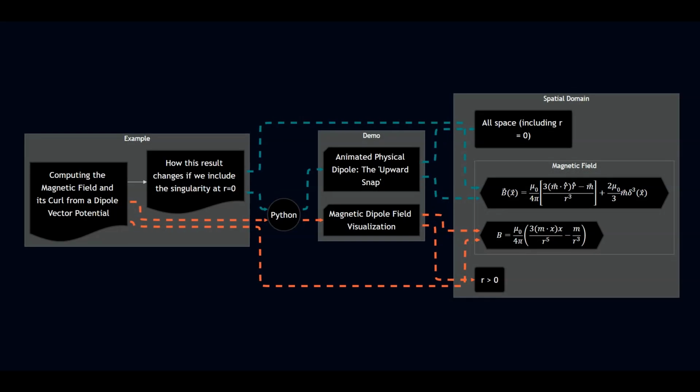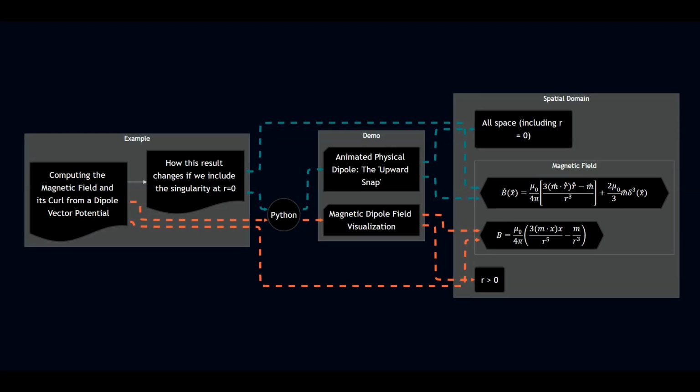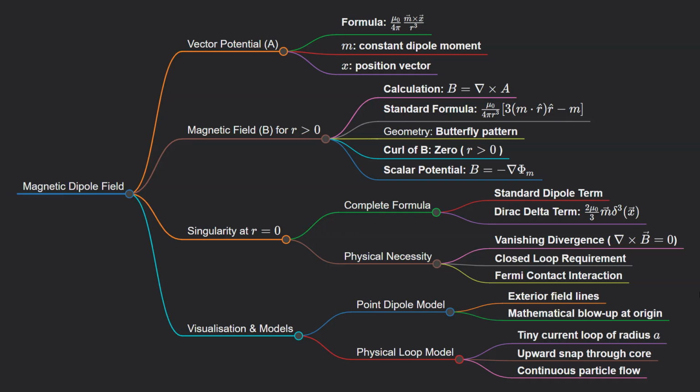In a second, more advanced demonstration, we see that the field lines do not simply vanish at the origin. Because magnetic field lines must always form closed loops with no beginning or end, the field must snap upward through the very heart of the magnet.